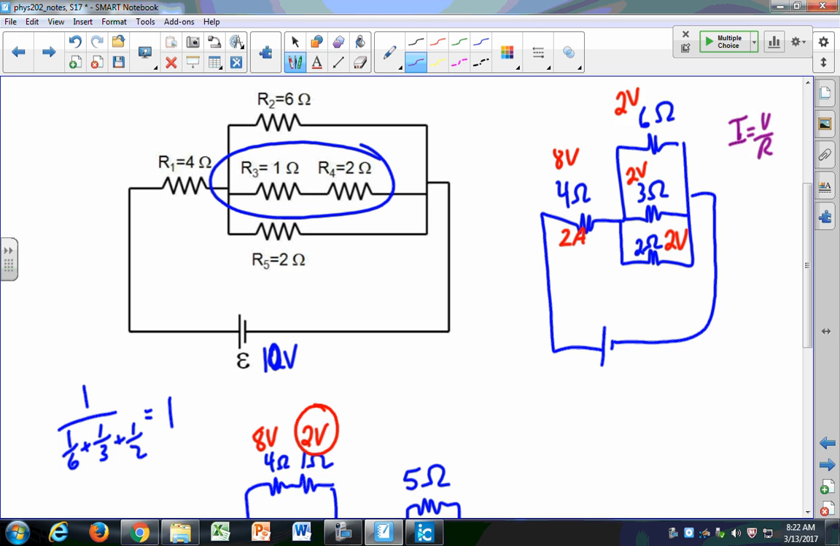That is 2 over 6, that's 1/3 amp. 2 over 3, that's 2/3 amps. And 2 over 2, that's 1 amp. Let's just double check. 1/3 plus 2/3 plus 1, that's equal to 2 amps, which is what you had coming into this branch. So that's good, because for resistors in parallel, the incoming current has to equal the outgoing current. So now wrapping this up, we just write in our answers. I have 8 volts, 2 amps, 2 volts, 1/3 amp, and 2 volts, 1 amp.